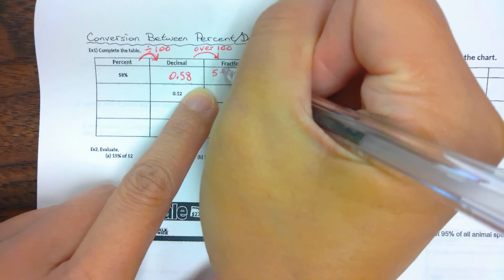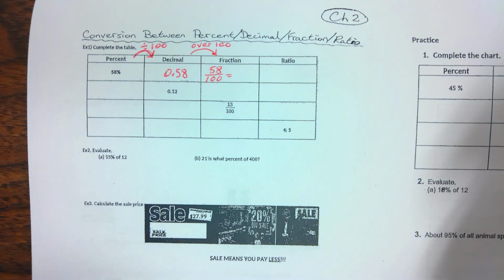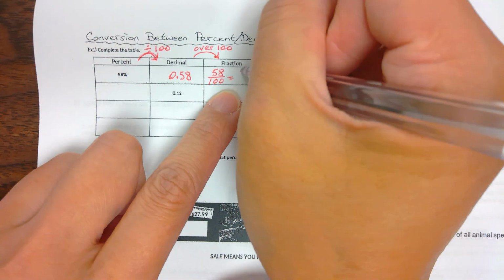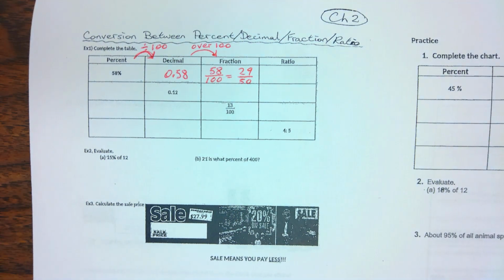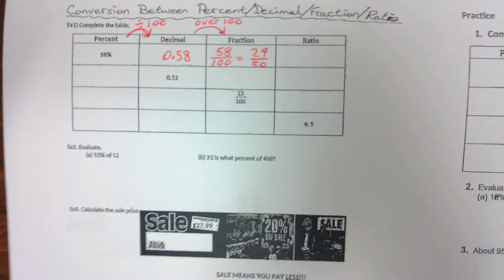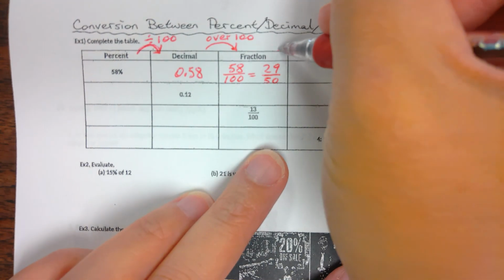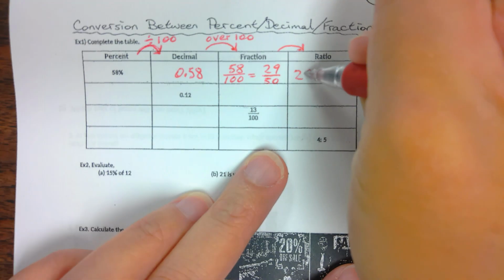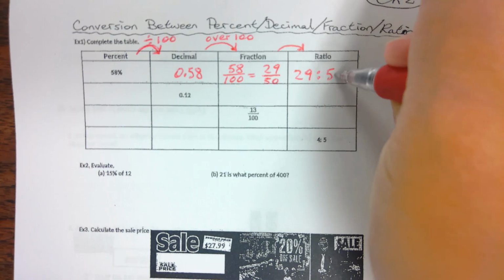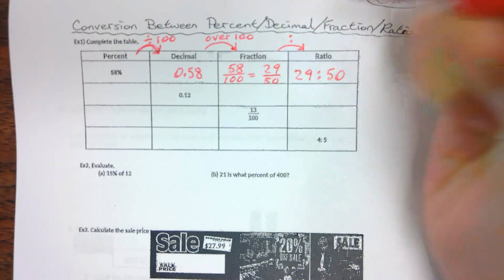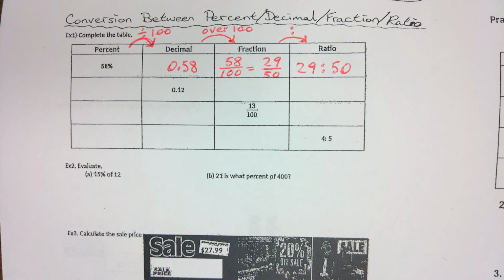Okay, so 58 over 100. But is this the best answer? No, I can reduce it. So it goes down to 29 over 50. So as I mentioned before, anytime it's an even number, you know you can divide both by 2. Okay, how do I write it as a ratio? 29. And then what symbol do I use? Colon. That's right. Okay, using colon. You always write the ratio in lowest terms as well.